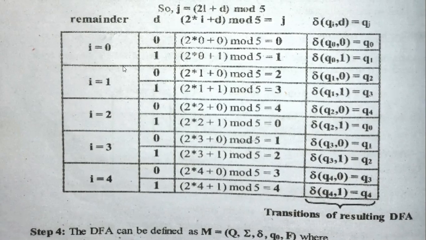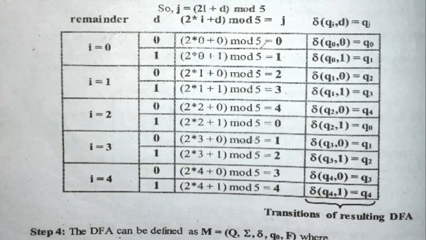So this is the transition table. The first column should be the i value, the remainder. The second column should be the digit d. What are the possible digits? 0 and 1. We need to try the i value first for 0, and second for 1. The d value will change, 0 and 1. The i value will be 0 for these two rows, so the i value is fixed for both values of d. Next value, again we need to check, and like that it will continue. So now observe, i will be equal to 0, the first value.